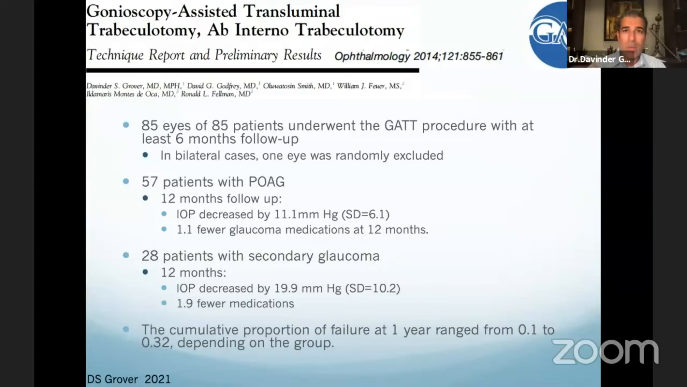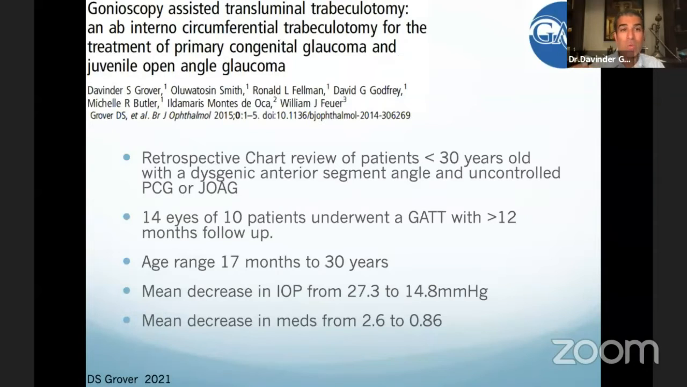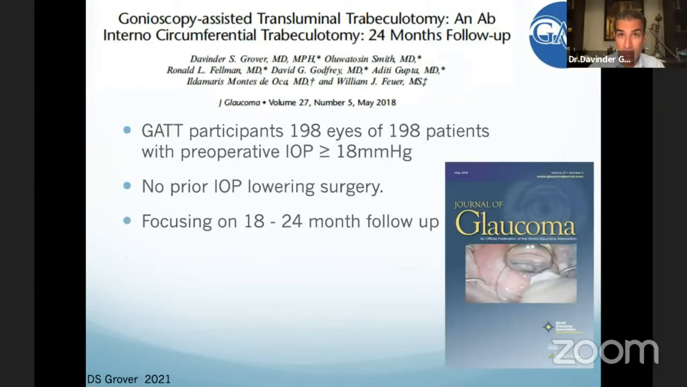Well, it looks all great and fun and cool, but does it actually work? And so we published our initial results in 2014, showing a significant effect and benefit in primary open-angle glaucoma, and more so in secondary open-angle glaucoma, with a significant decrease in pressure and medication dependence. That's true also with congenital glaucoma, which, as we talked about, my opinion is that trabeculotomy is the gold standard for primary congenital glaucoma and juvenile open-angle glaucoma.